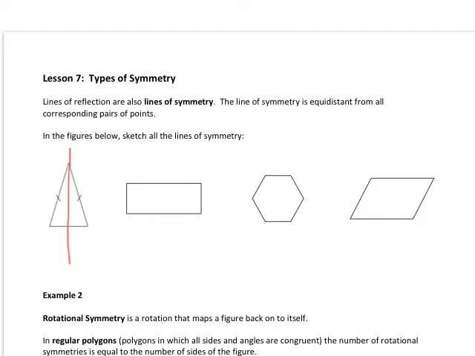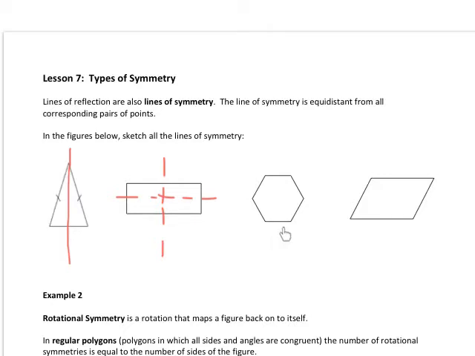A rectangle has two lines of symmetry. I think I'll dot it in like that. You can fold it across the long side, you can fold it across the short side, and the two sides would match. Now the next shape, this is a hexagon, a six-sided figure.